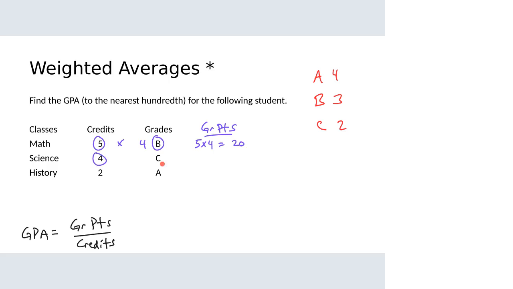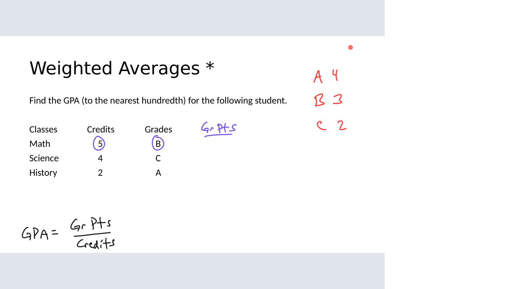We have a 4-credit C, and a C is worth 2 grade points per credit. So we're going to multiply 4 times 2 and see that they earned 8 grade points for that science class. We have a 2-credit A, and A is worth, oh, I messed this up. Nobody caught me. I got to back up. I gave him 4 points per credit for that B. That's no good. Y'all should have called me out on that.